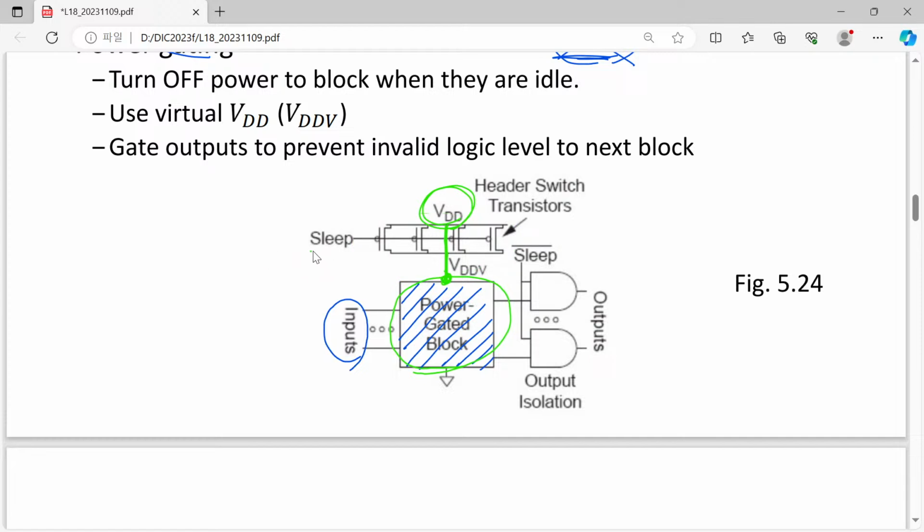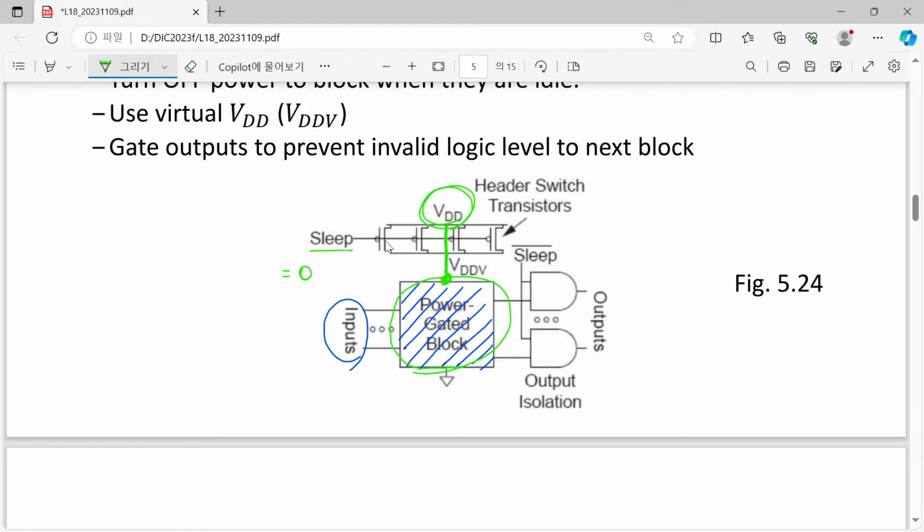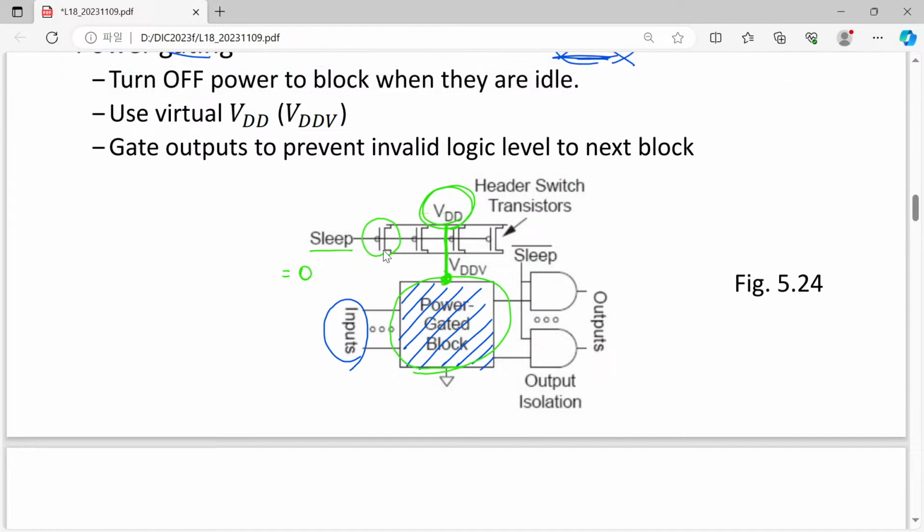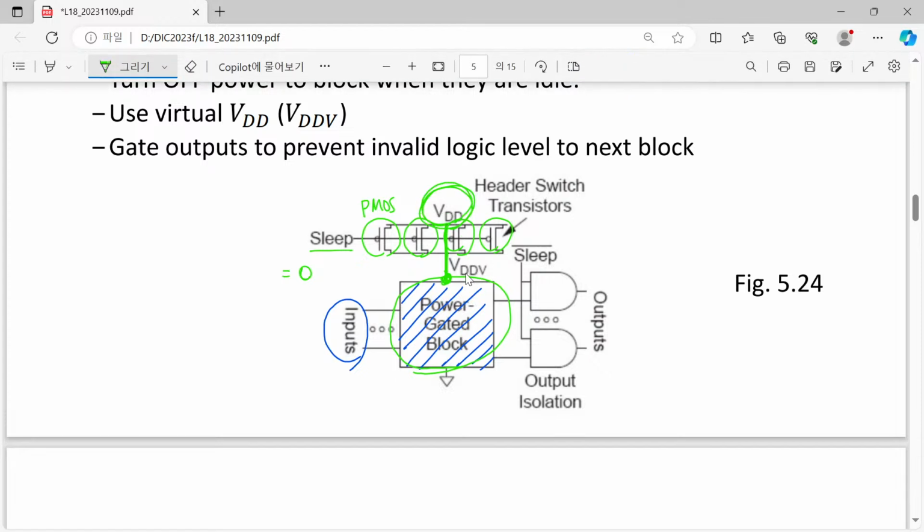Let's assume that the sleep signal equals 0. If we have sleep signal equal to 0, and here you can see that this is a P MOSFET, and this P MOSFET is fully turned on. They are fully turned on. Then what will happen? There will be no voltage reduction due to this P MOSFET. So in this case, VDD will be just copied into this point, this virtual VDD.